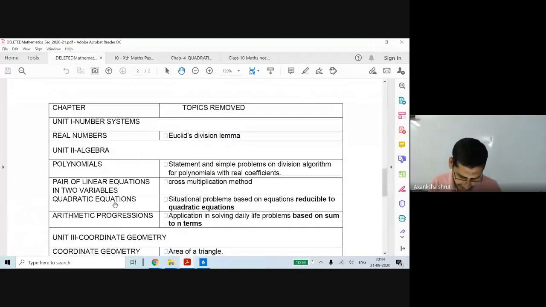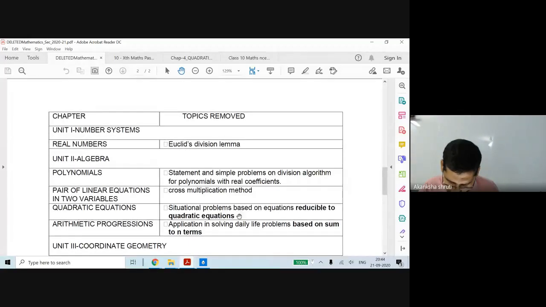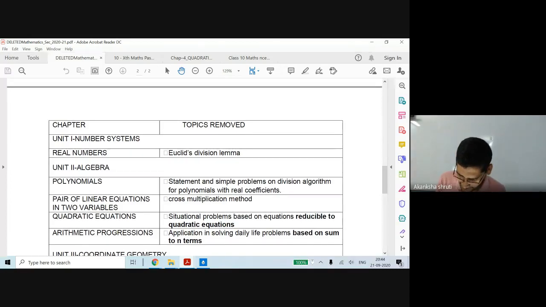Now see, in the quadratic equation, situational problems based on equations reducible to quadratic equations are now dropped. So whatever the bigger questions are that are ultimately reduced to a quadratic equation, those kinds of questions will not be asked this year. Formation of quadratic equations is still there. So considering this, let us start.